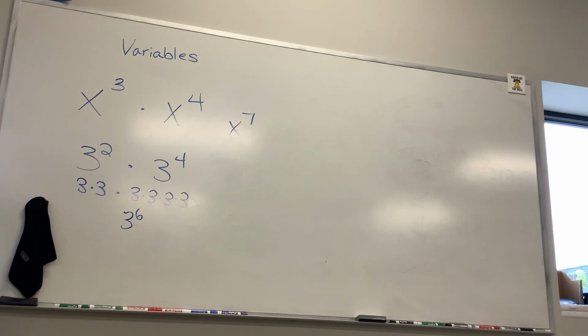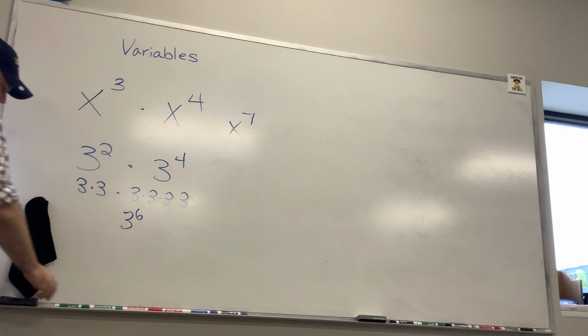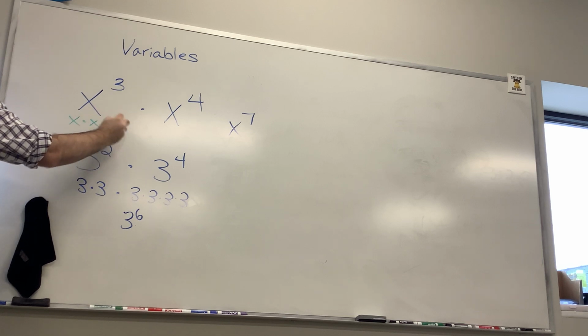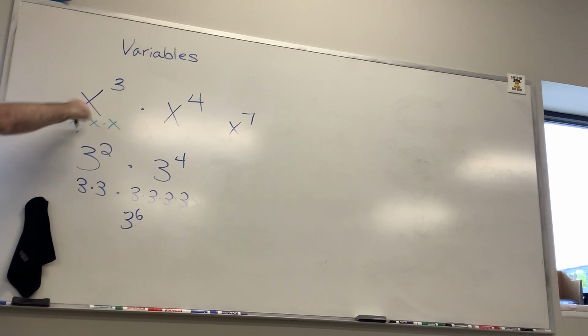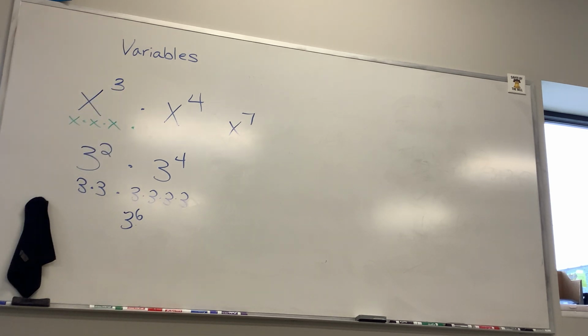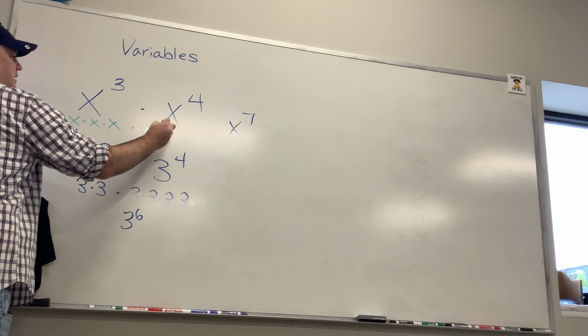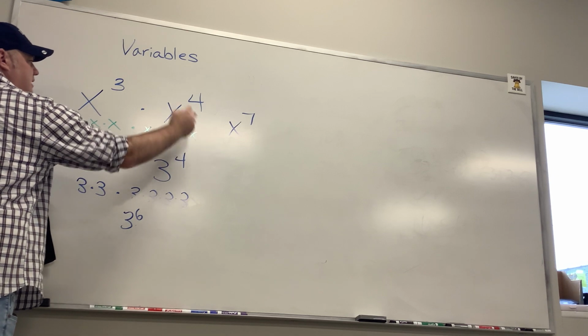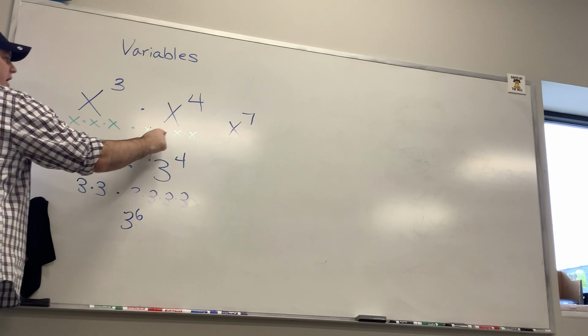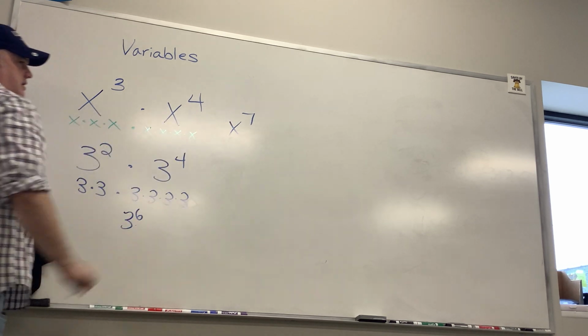It's the same concept here, except instead of a number, we're doing it with x. So we have x times x times x. Okay, that's x cubed. And remember, when you're doing an exponent, it's just whatever the base is times itself. So it's x times x times x times x times x times x times x. That's x to the 4th. And so there's a total of 1, 2, 3, 4, 5, 6, 7, x to the 7th.